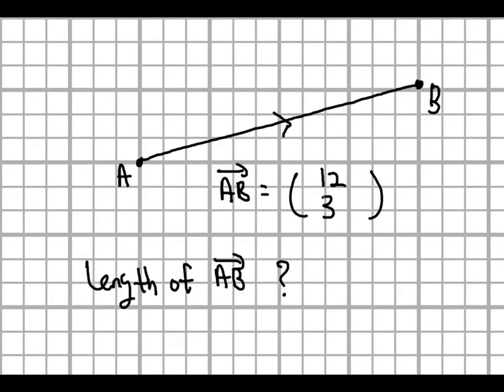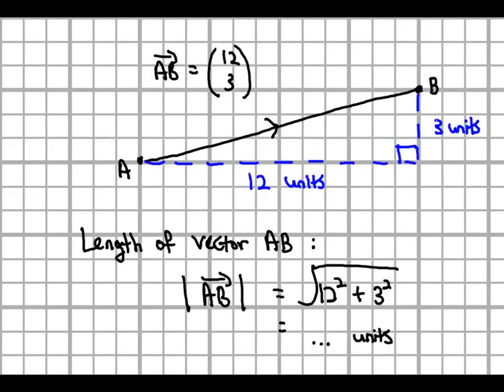Now remember, a vector is all about giving direction as well as the distance. So how do we find the distance of AB? Notice that I can construct a right angle triangle using the vector AB. The 12 is the base of the right angle triangle, and the 3 is the height of the right angle triangle. And what do we always use when we want to find an unknown side of a right angle triangle? We use Pythagoras theorem.